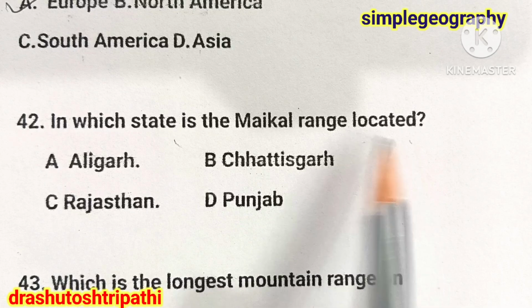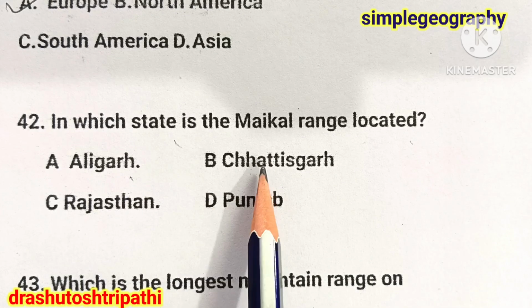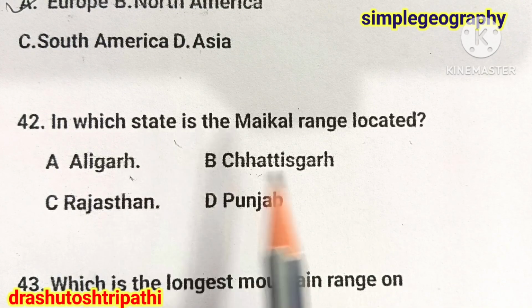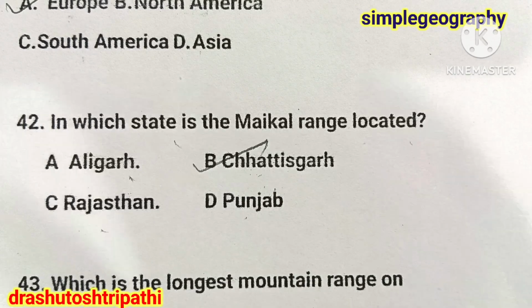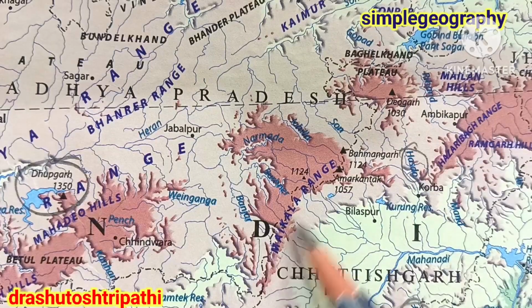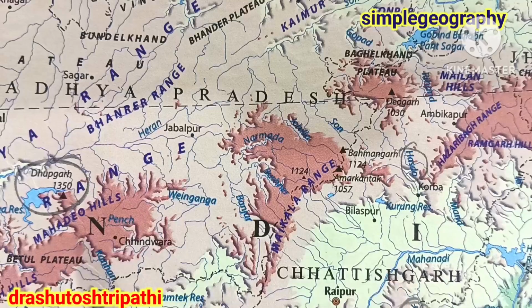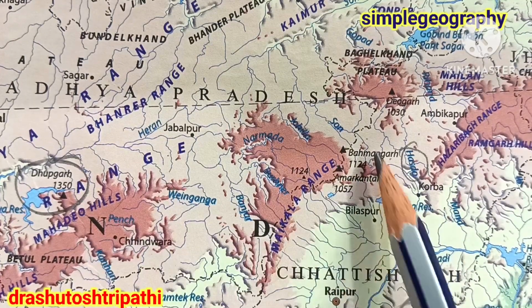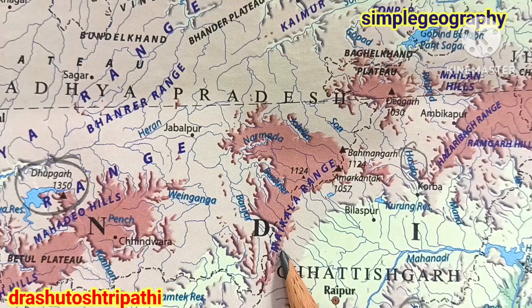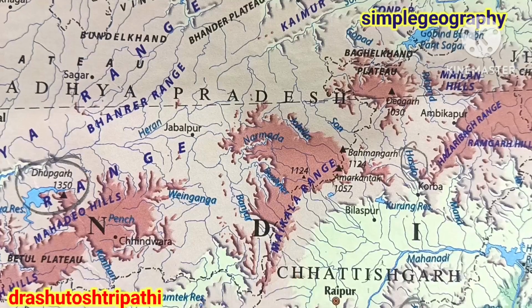In which state is the Maikal range located, Aligarh? It is not a state, it is a city. Chhattisgarh, Rajasthan, or Punjab? The answer B is Chhattisgarh. That is the Maikal range, and this is Chhattisgarh, and that is the Mahadev Hills. Most of its range is located here in Chhattisgarh state.